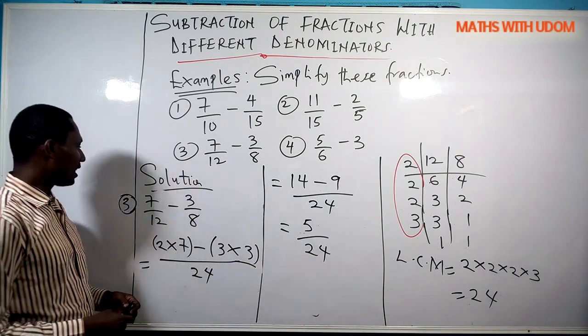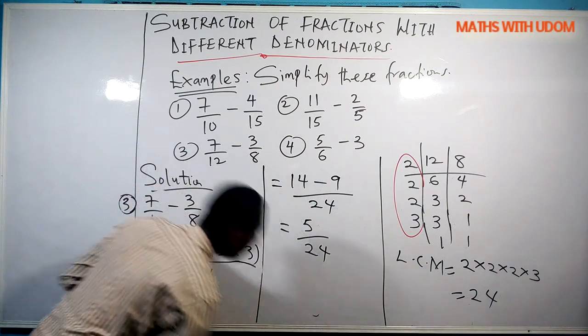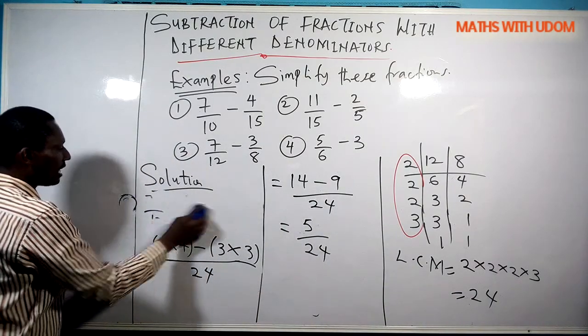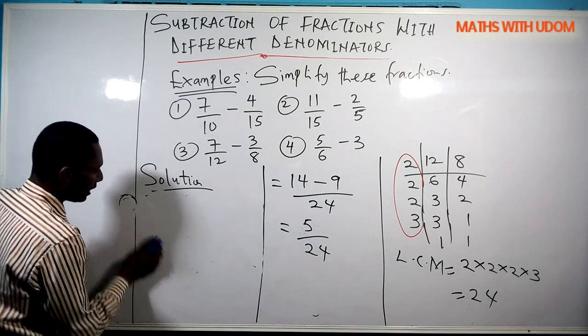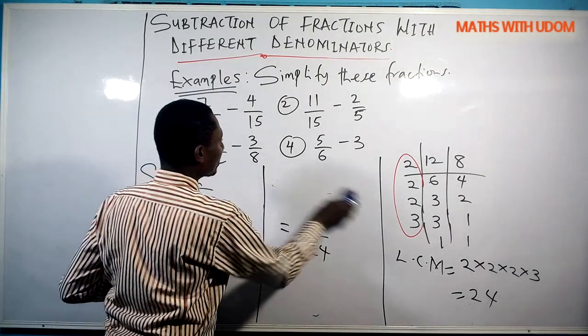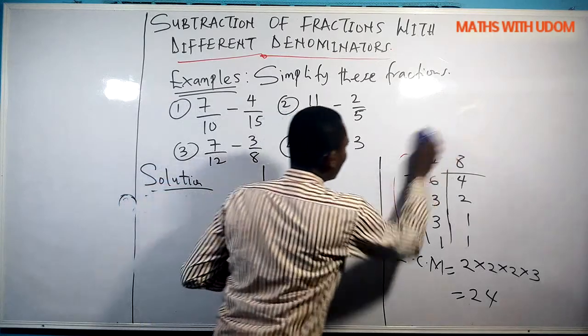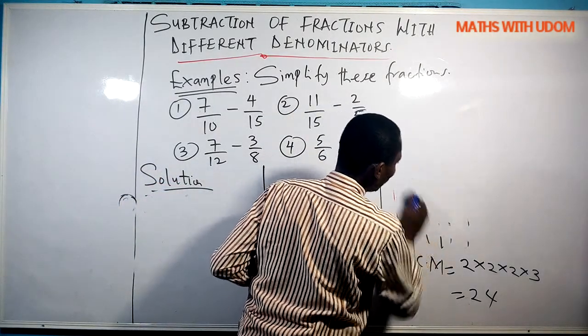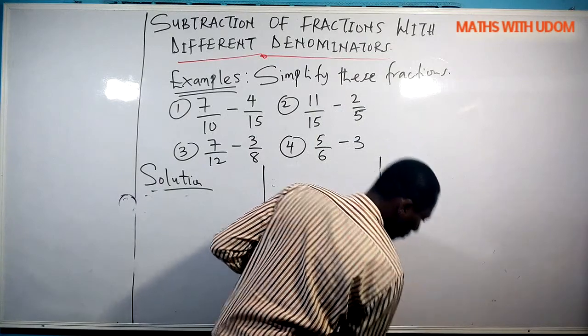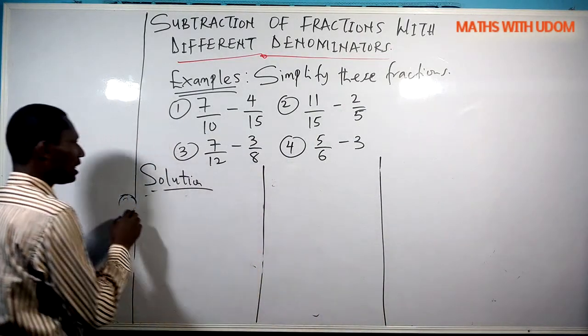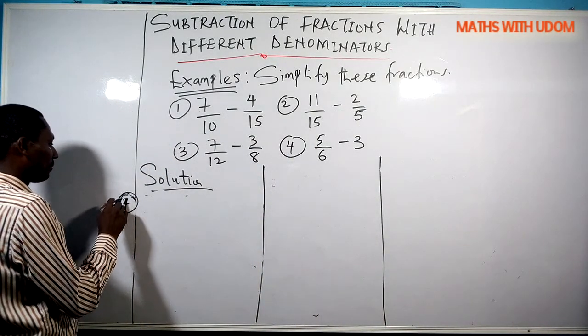And lastly, we move to number 4, which is our last example for this class. Now, for the last example, there's something I want us to notice because it's different from the others. Why is it different from the others? Example 4.